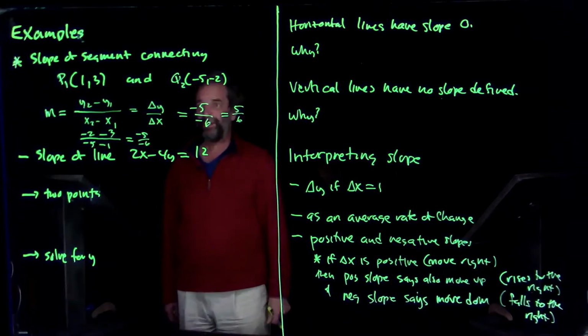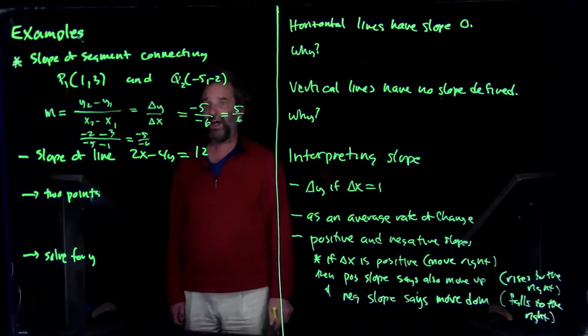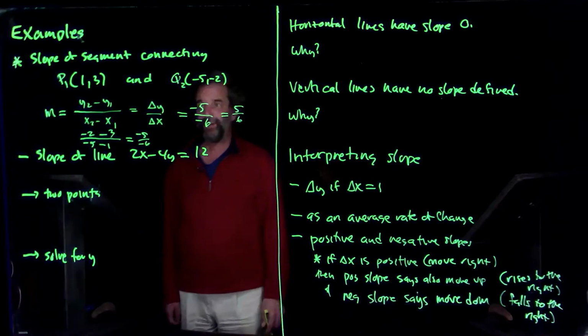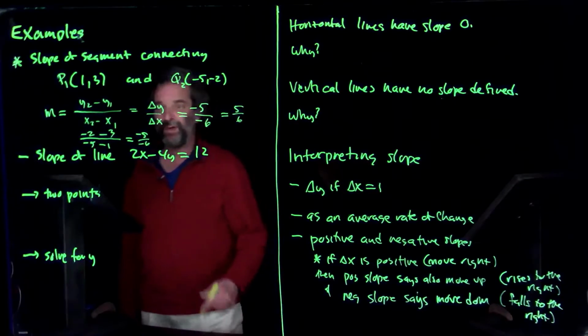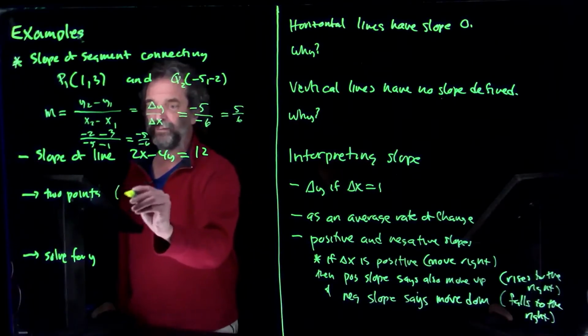For our second example, we're going to figure out the slope of the line 2x minus 4y is 12. The first way we're going to do that is by finding two points on the line. The easiest points might be the intercepts.